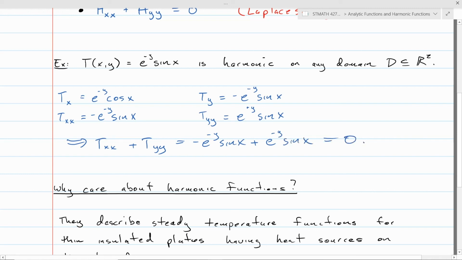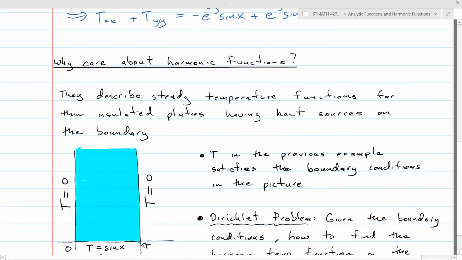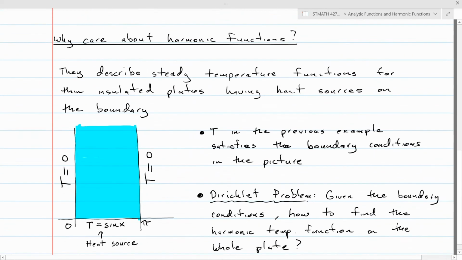So saying something is harmonic is not really a statement about complex variable stuff. This is something you define about real valued functions. But it's going to have, of course, some relationship to complex valued functions soon. Now you might ask why care about harmonic functions. Well, I mentioned that Laplace's equation has something to do with some sort of equilibrium state.